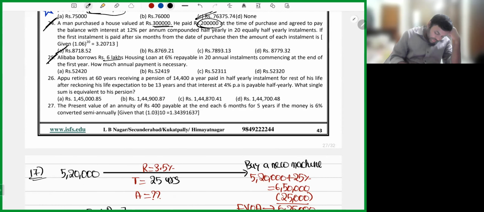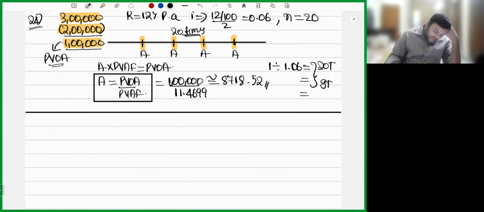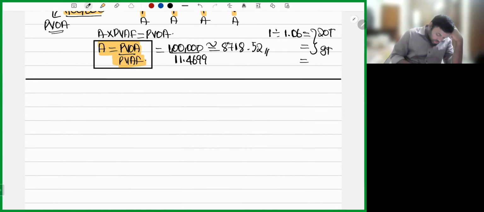Alibaba borrows 6 lakhs housing loan at 6%, repayable in 20 installments. How much would be the annual payment commencing at the end? So ordinary annuity or annuity due? Ordinary annuity. How much would be the annual payment? Means what is missing? A is missing. Now, my dear friends, you remember I just said, if A is missing, how will you do it? You will do the present value of the ordinary annuity divided by the present value annuity factor. Now coming to question number 25.